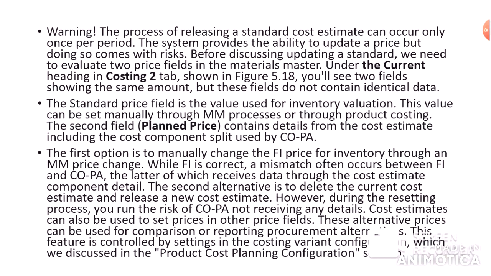Cost estimates can also be used to set prices in other price fields. These alternative prices can be used for comparison or reporting procurement alternatives. This feature is controlled by settings in the costing variant configuration, which we discussed in the product cost planning configuration section.